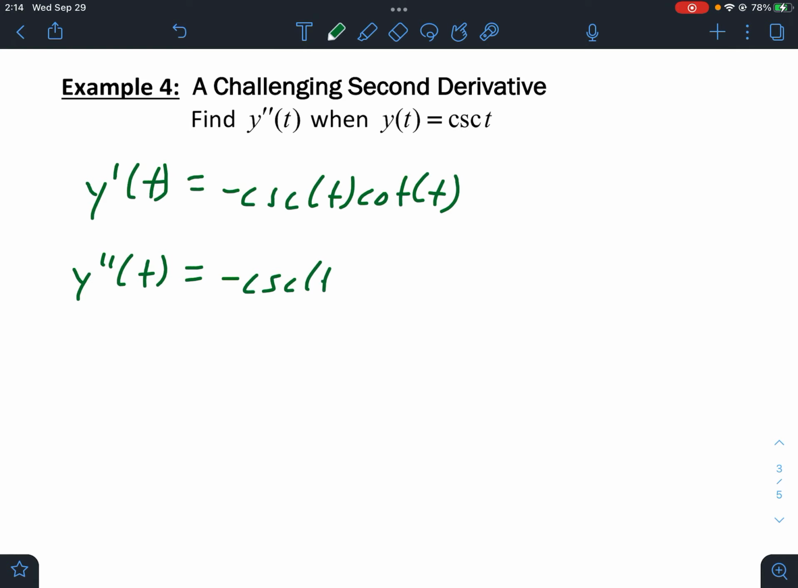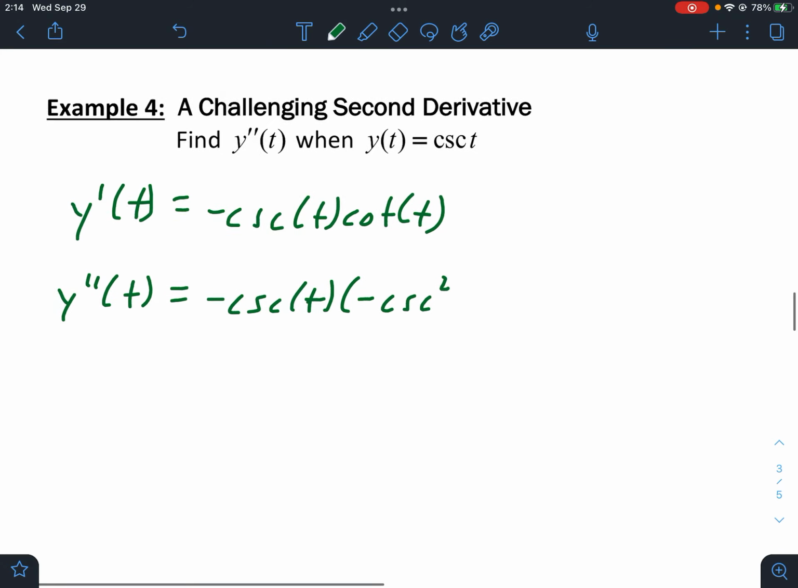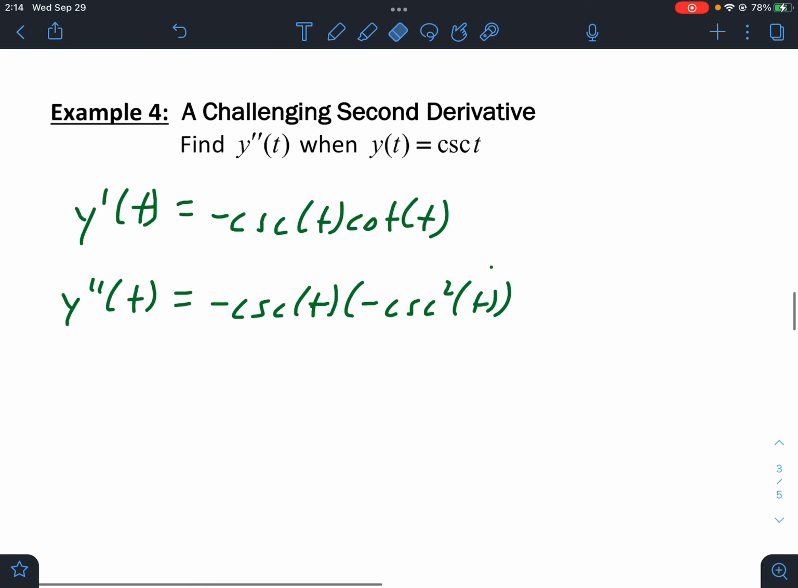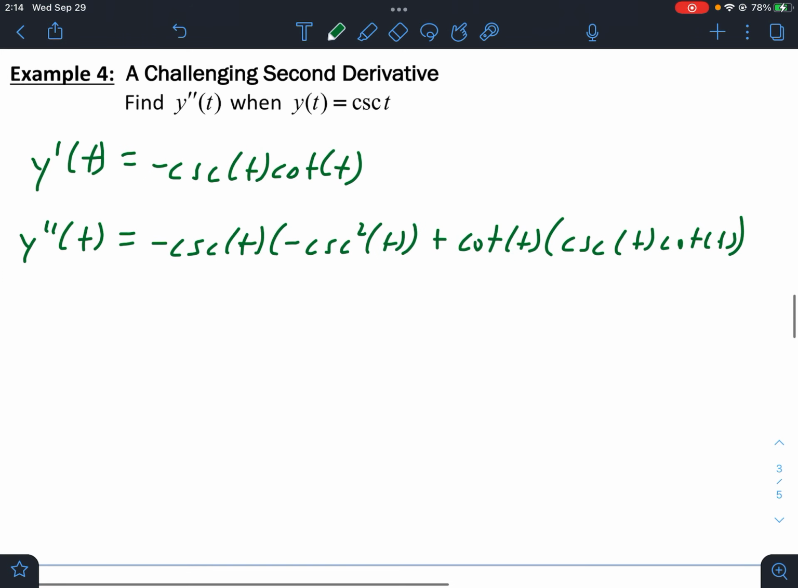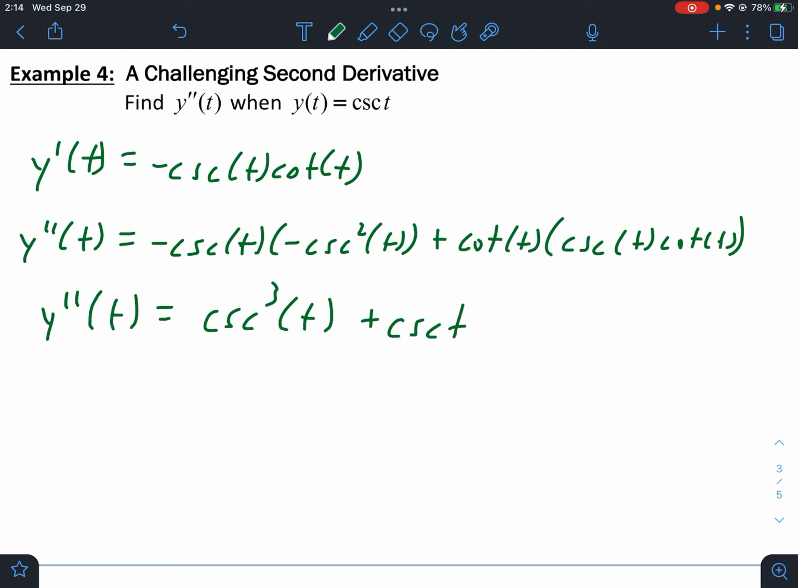So we have the first function times the derivative of cotangent, which is negative cosecant squared, plus the second function times the derivative of the first function, which is negative cosecant cotangent. And that's it, although we can definitely clean this up a little bit. This would be cosecant cubed plus cosecant cotangent squared.